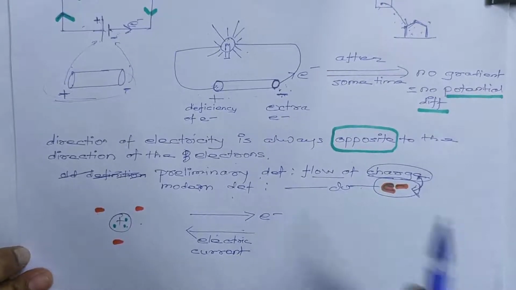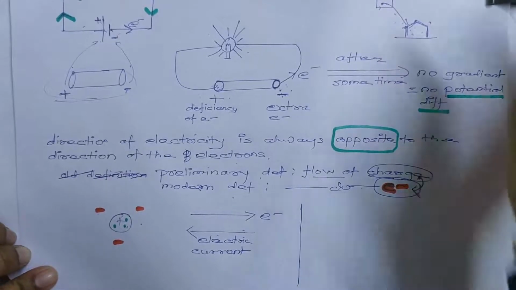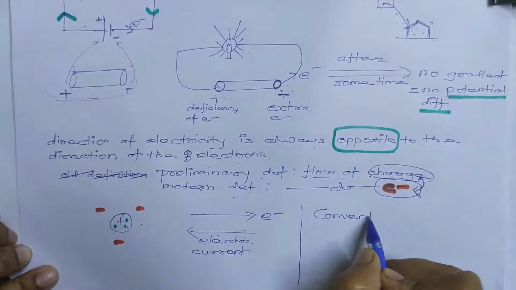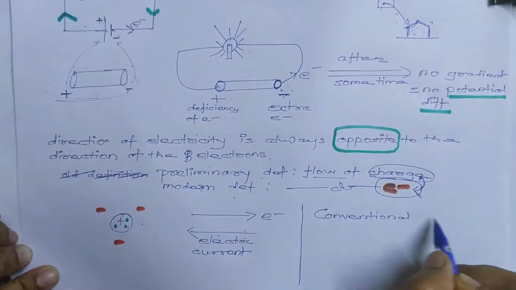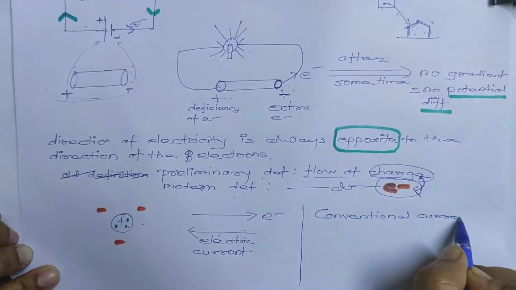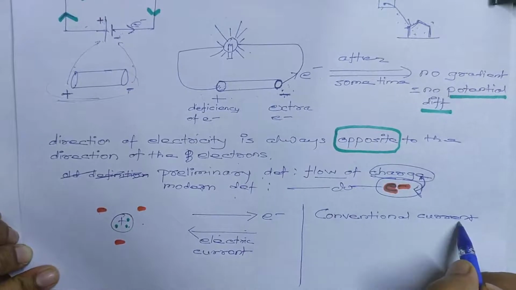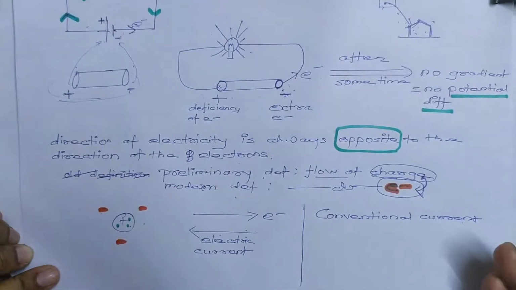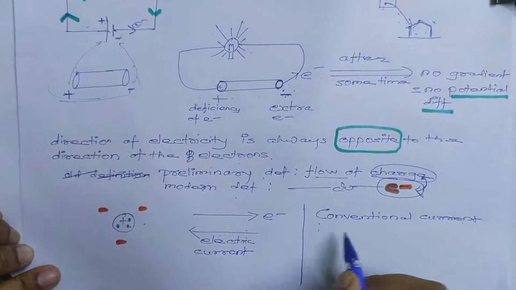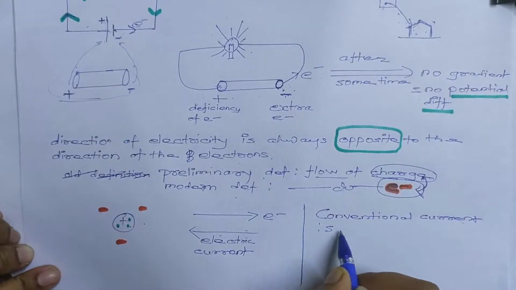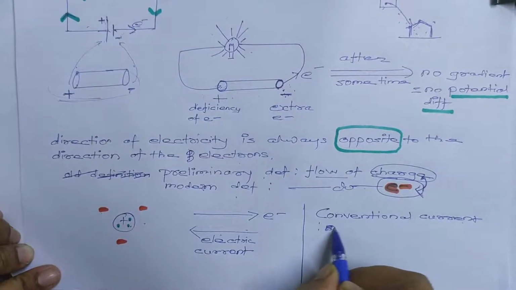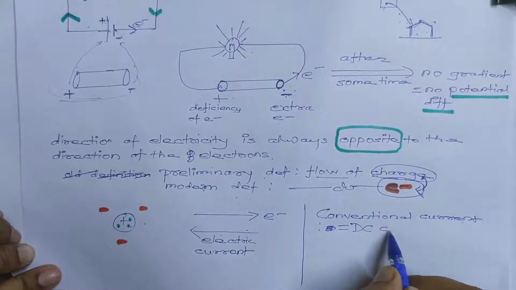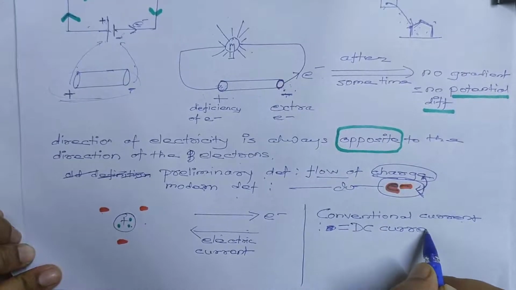Going forward you will come across a term called conventional current. Conventional current is nothing but the same as DC current. You can say it's another name. Let me write it as conventional current. You can simply say it is simple DC current. At your level you can say yes, it is simple DC current.